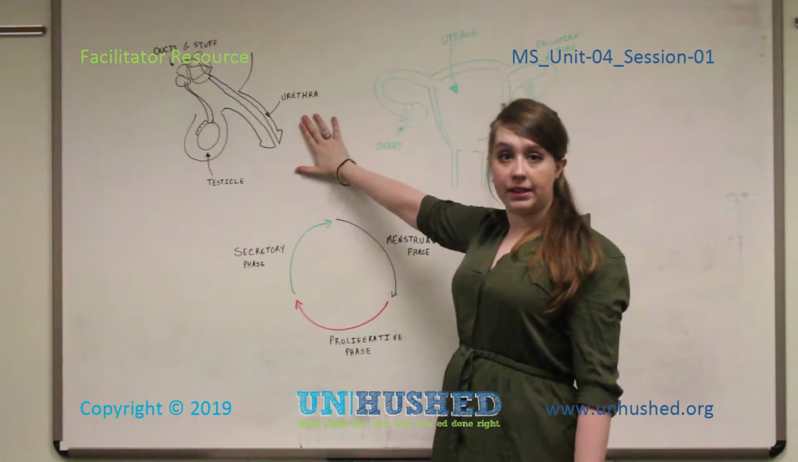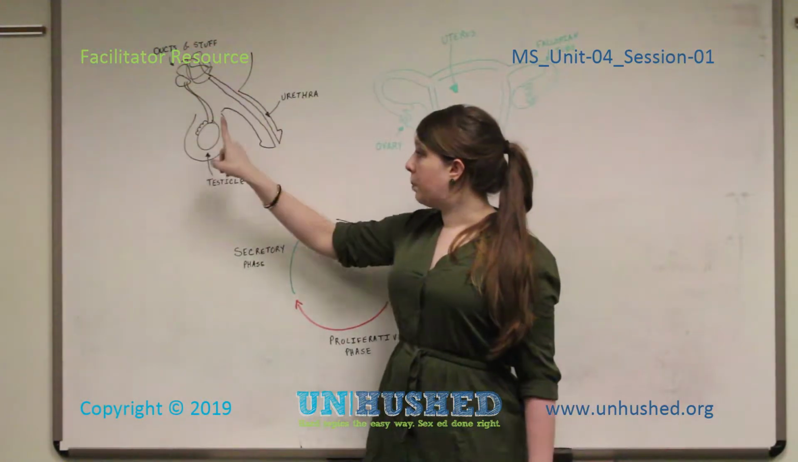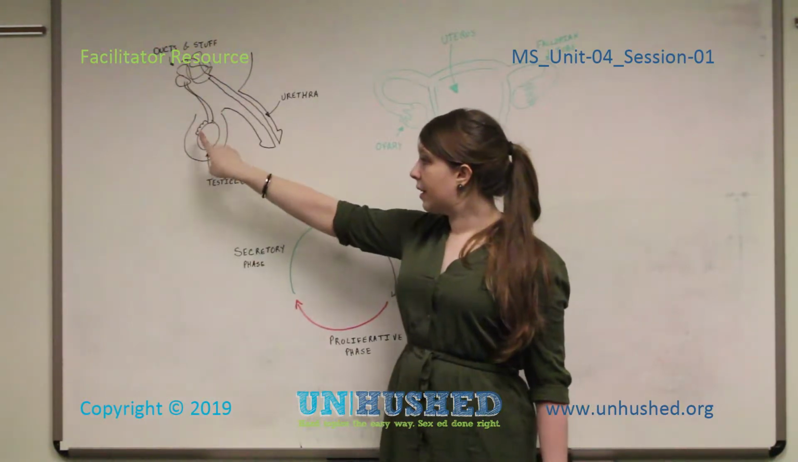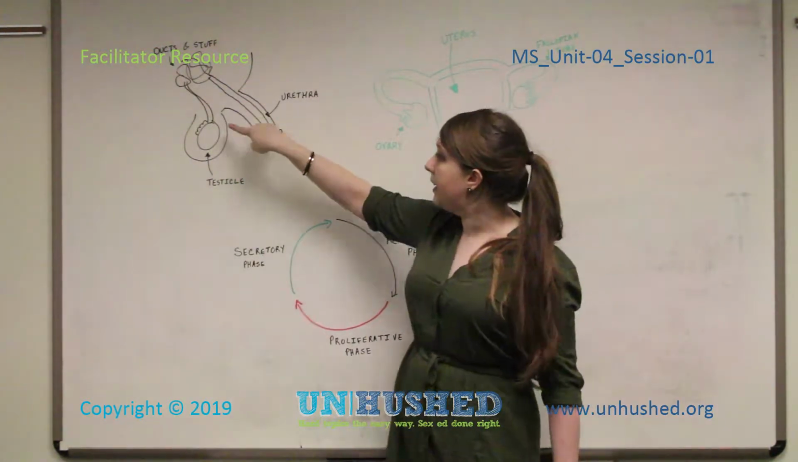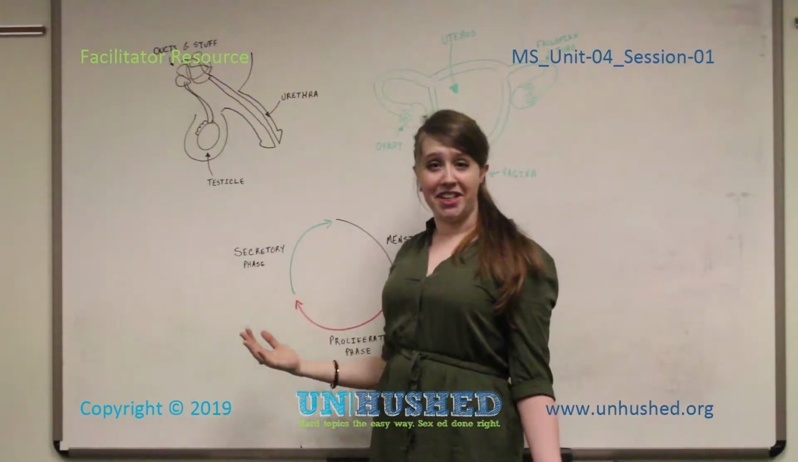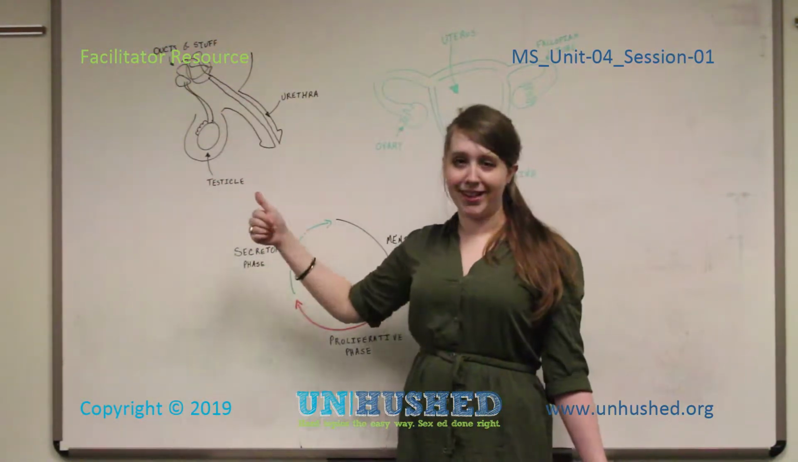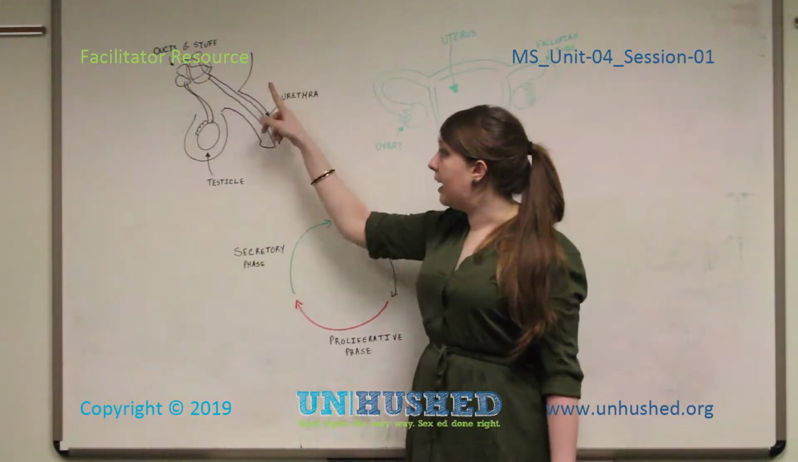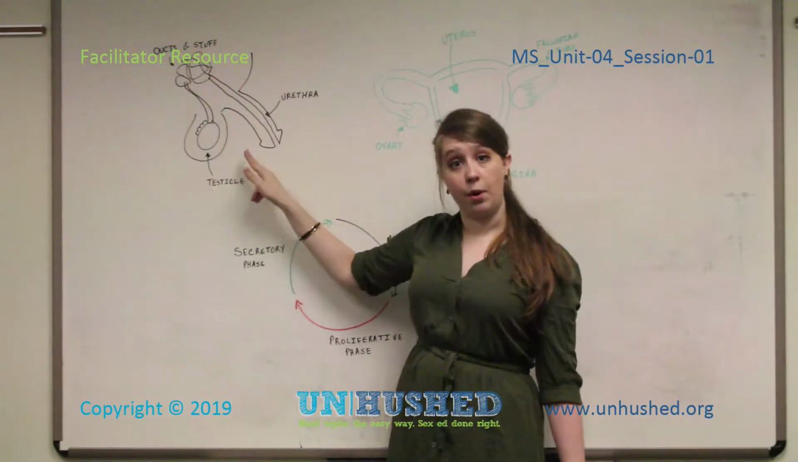In the internal reproductive male anatomy, you'll point out a few of the important components. We have the testicle right here, the epididymis along the back, and the vas deferens connecting it to the ducts and stuff, which is just a generic term for our ducts and our glands that will create the seminal fluid. Then you have the urethra, and of course the outline of the penis and the scrotum.